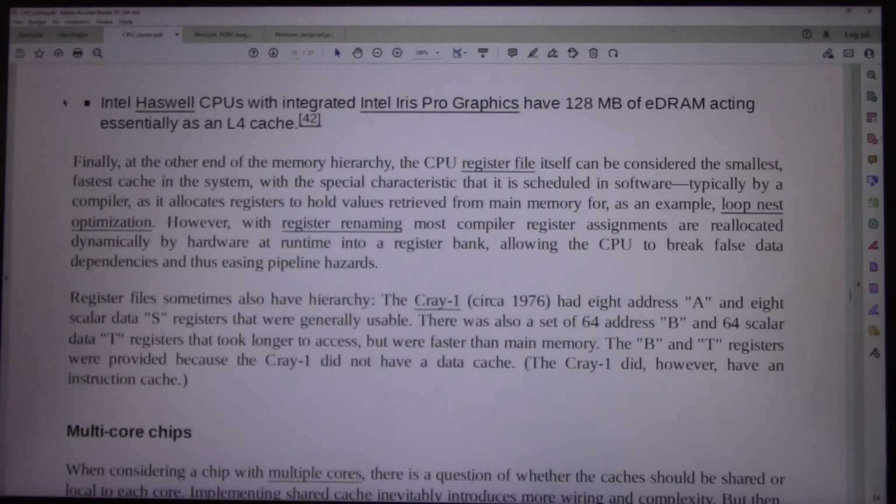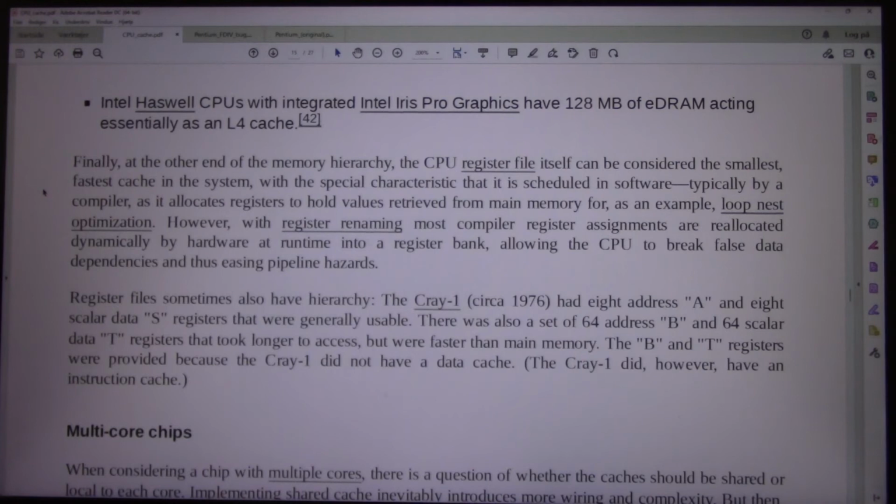Finally, at the other end of the memory hierarchy, the CPU register file itself can be considered the smallest, fastest cache in the system, with the special characteristic that it is scheduled in software, typically by a compiler, as it allocates registers to hold values retrieved from main memory for, as an example, loop nest optimization. However, with register renaming, most compiler register assignments are reallocated dynamically by hardware at runtime into a register bank, allowing the CPU to break false data dependencies and thus easing pipeline hazards.